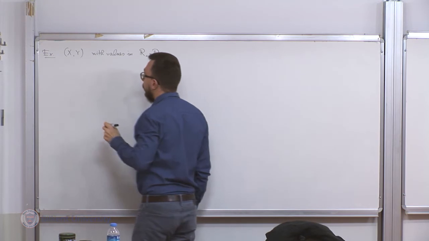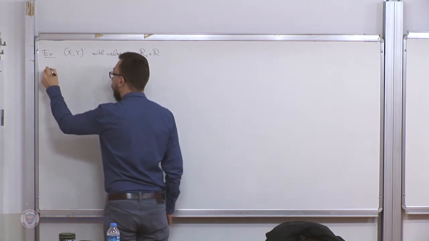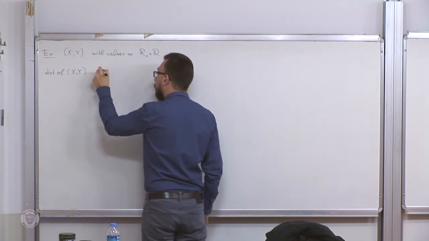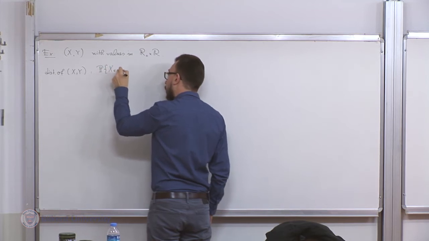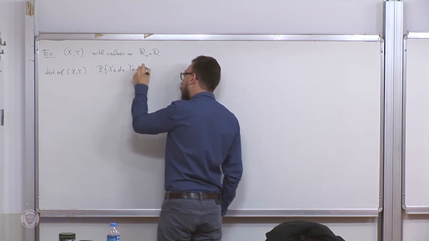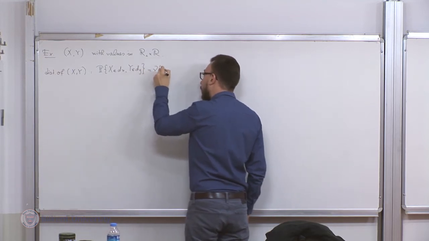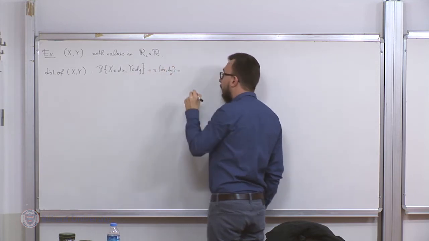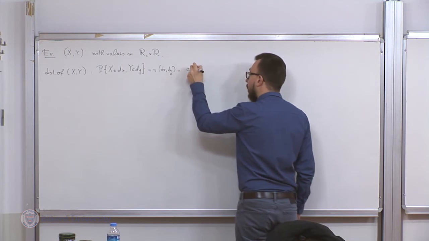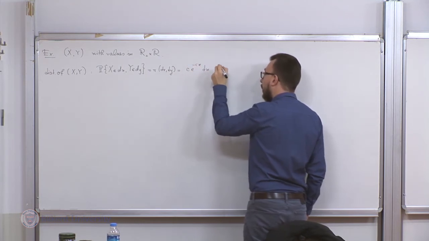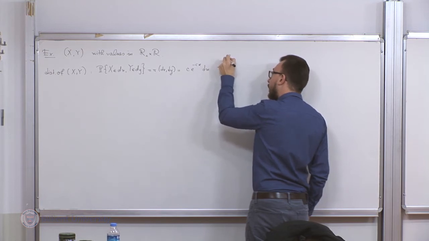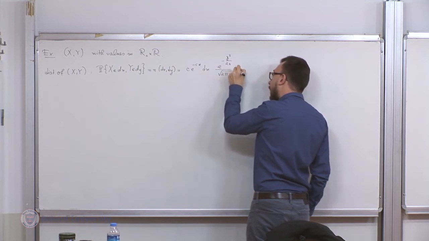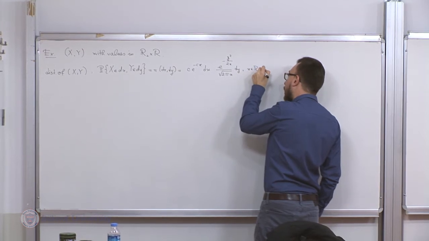And the joint distribution, or the distribution of this vector, is given as follows. Let's call it nu, okay, or pi. It is given in the following form: c e to negative cx dx, times e to negative y squared over 2x divided by square root of 2 pi x dy, for x positive and y real.